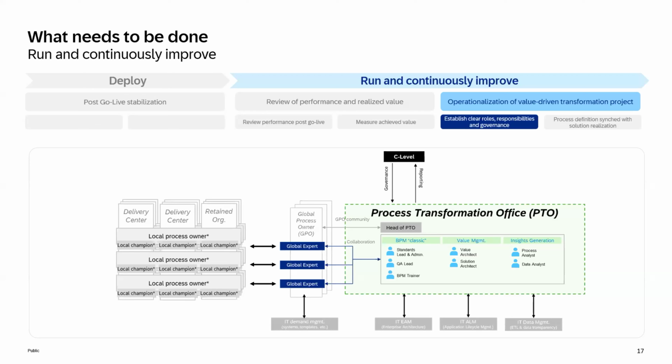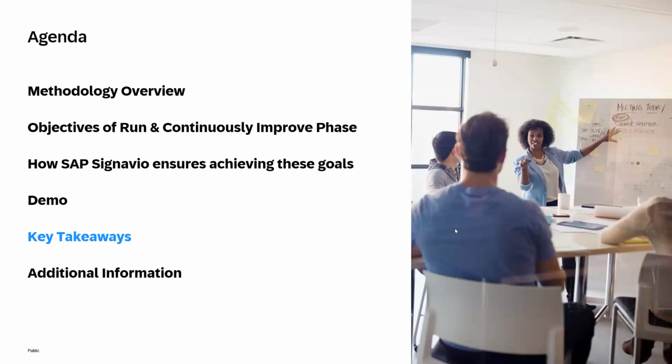Further domains relevant for the PTO, the Process Transformation Office, are enterprise architects and enterprise architecture management, application lifecycle management, and data management. All of these domains can be, by the way, covered by SAP technology like Signavio, LeanIX for architecture management, and Cloud ALM for application lifecycle management. So just as a little bit of an overview on what we recommend.